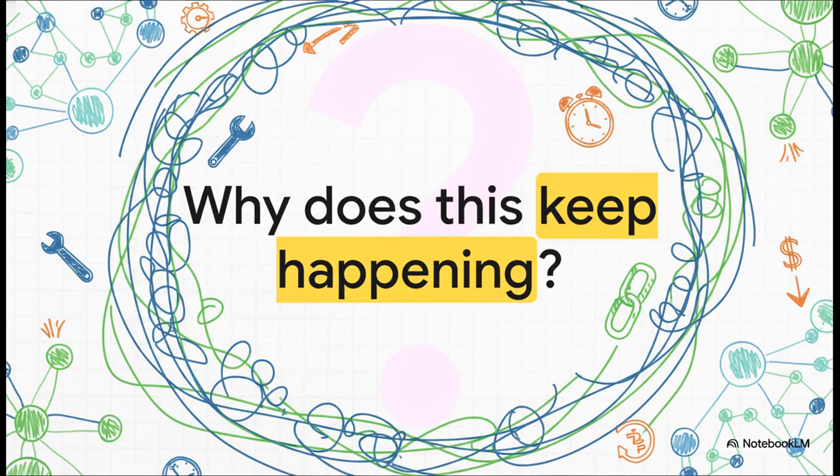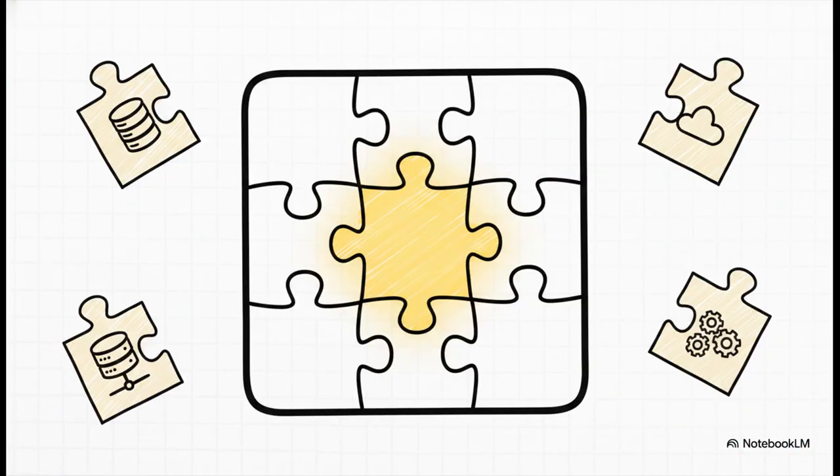It's this expensive, frustrating loop, isn't it? We buy all the latest and greatest tools, but we still end up back in that same chaotic war room, trying to piece together the context from scratch every single time. Why? What is the fundamental piece that we're all missing? And here it is. The root cause is fragmented context.